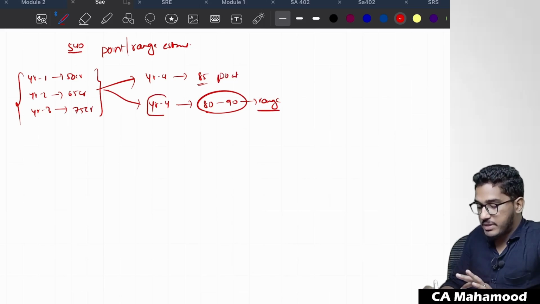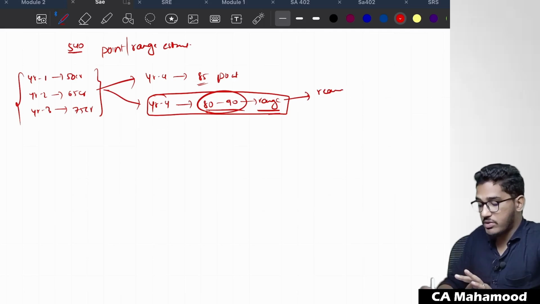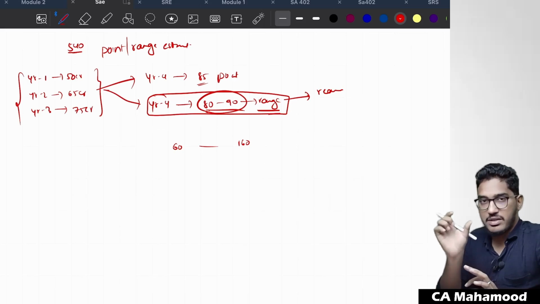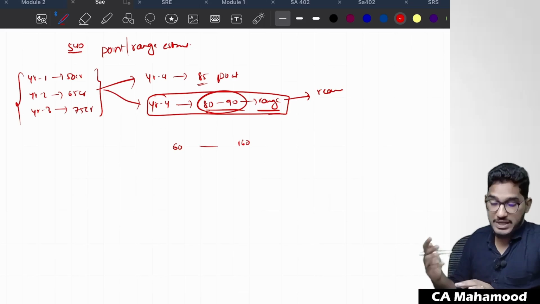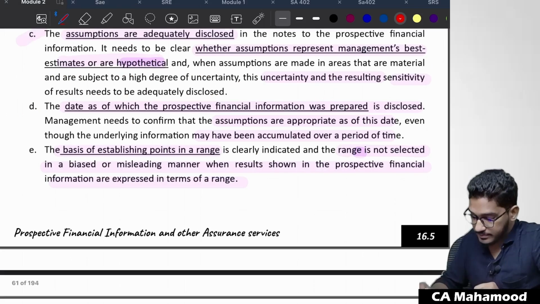In case the management is preparing the prospective financial information in the form of a range, we need to check whether this range is reasonable or not. See, 80 to 90 is a reasonable range. The management cannot say year 4 profit could be somewhere around 60 to 160. So that much wide range should not be there. Within a reasonable range, the information should have been given. Either they can do point estimate or they can do a range estimate.